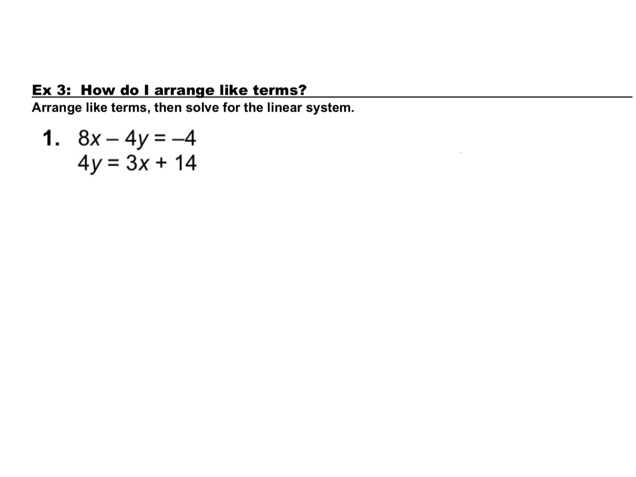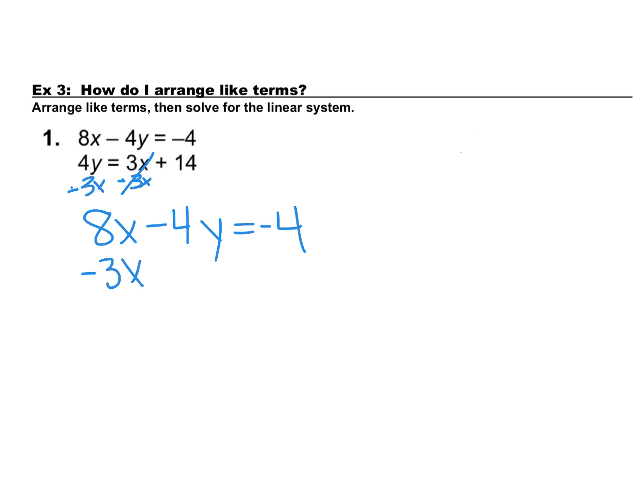This first one where I've got the 8x, I'm just going to rewrite it down here. Minus 4y is equal to negative 4. I'm not going to do anything different with that. What I need to do is get my x's and my y's on the same side. So for the second one, if I were to rearrange this, I could subtract 3x on one side, and if I do that, I have to do that on the other side. Now you have to be careful here because I have a negative 3x because I subtracted it from the other side, and now I've got a positive 4y is equal to 14.